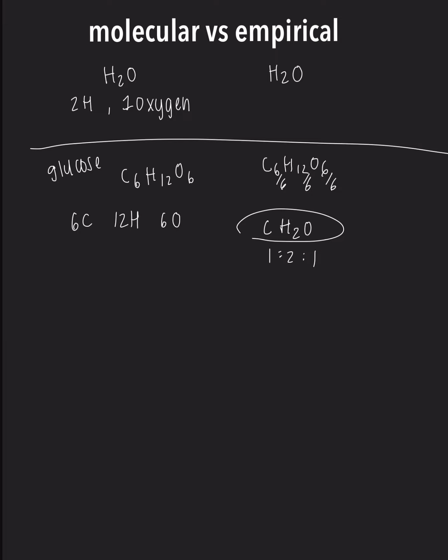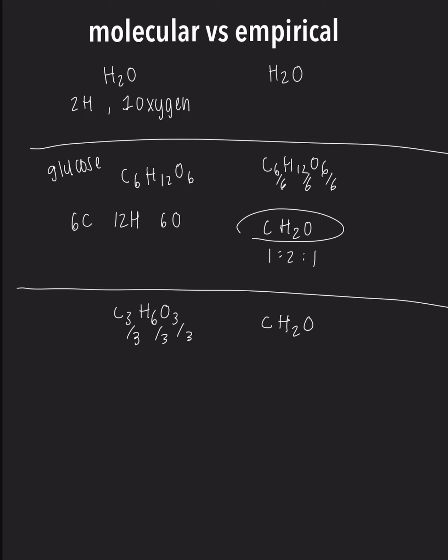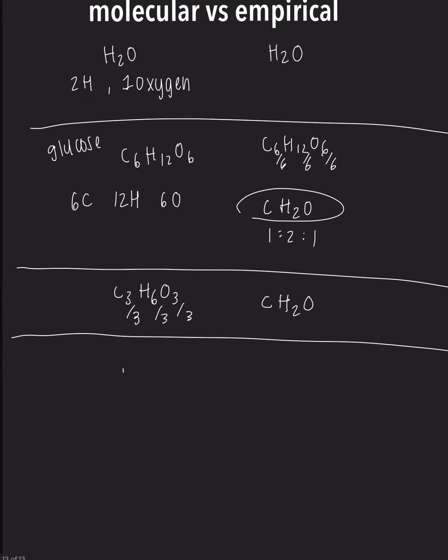So giving you another example, if I have C3H6O3, again, I just made this up, but it would just be CH2O. This is again telling me the ratio. It's not telling me the actual molecule, respectively. So another example would be NH2. And in this case, you can't reduce it anymore. So both the molecular and the empirical formula would be the exact same.